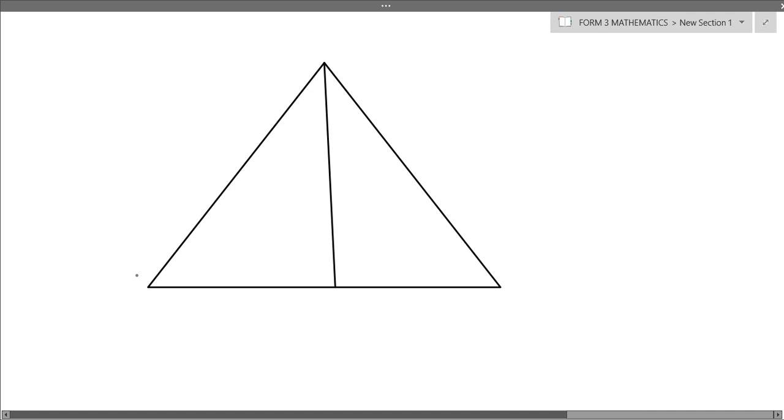Then they labeled here A, B, and C. They gave here 5 centimeters. So this way you can tell us this is an isosceles triangle, right? Two sides are equal. 5 centimeters, 5 centimeters. Then they give the whole of AC to be what? To be 8 centimeters. And now they are asking us to find, so let's label here D, BD.